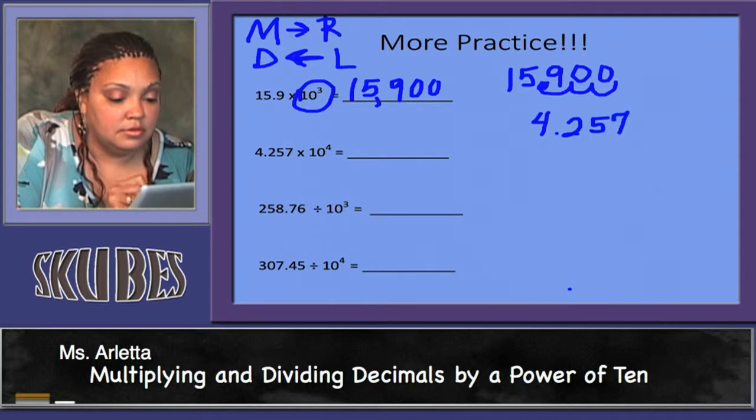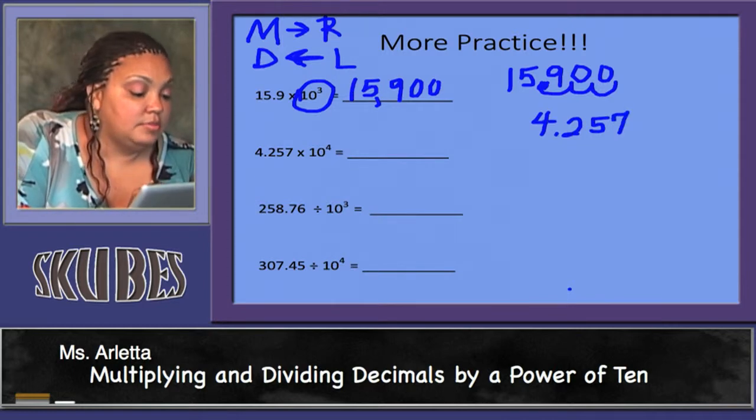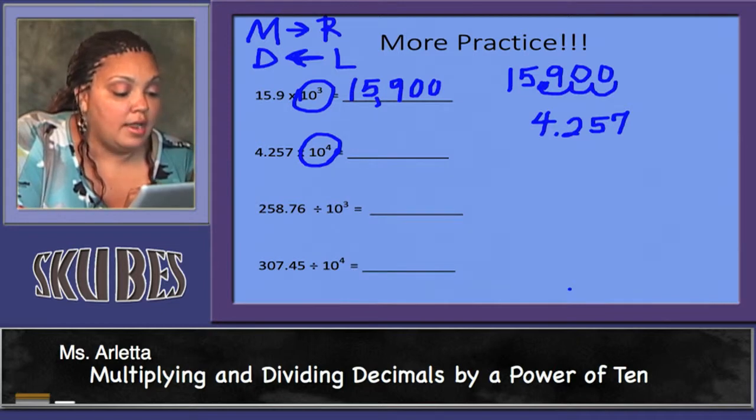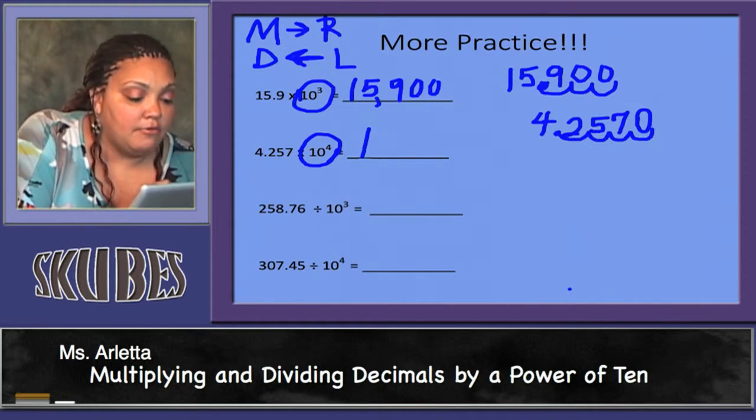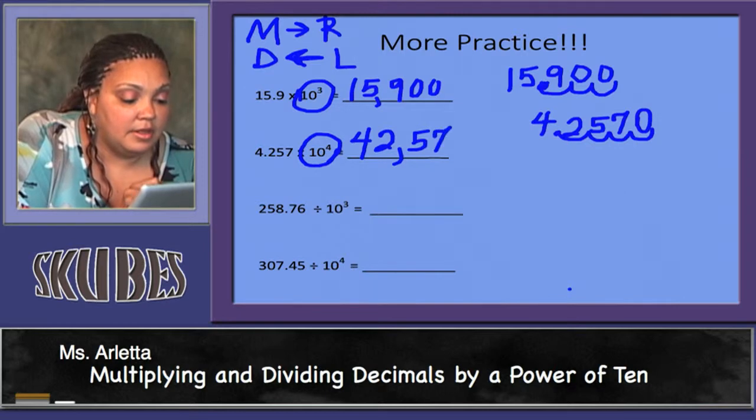4.257. Here it says times 10 to the fourth. It is multiplication, so we will be going to the right, and we'll be going to the right 4 places. 1, 2, 3, and 4 with 1 0 placeholder. And our final answer is 42,570.